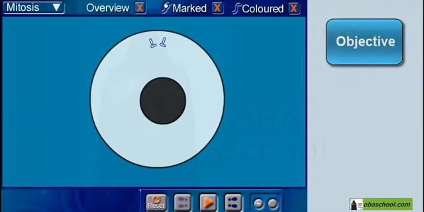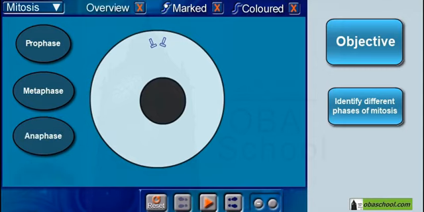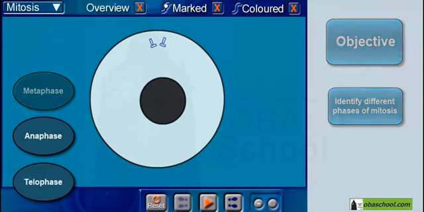In this video, we are actually going to play a game. I'm going to show you different phases of mitosis, and I will pause and ask you, which phase of mitosis is this? Is this prophase, metaphase, anaphase, or telophase? So pay attention to what is happening in this cell.